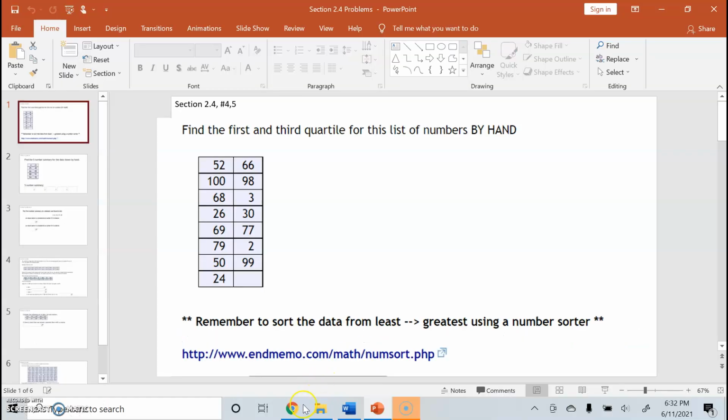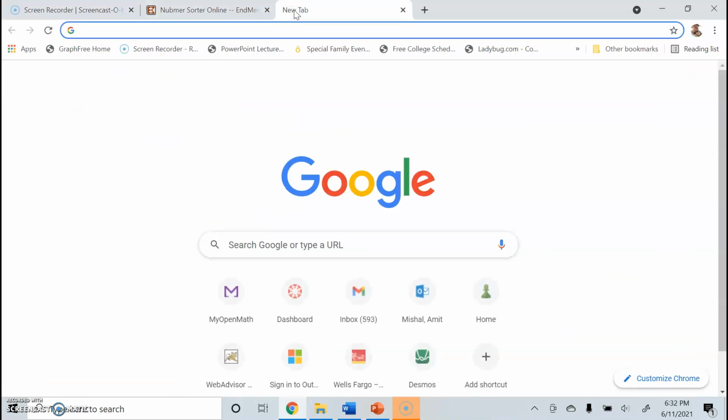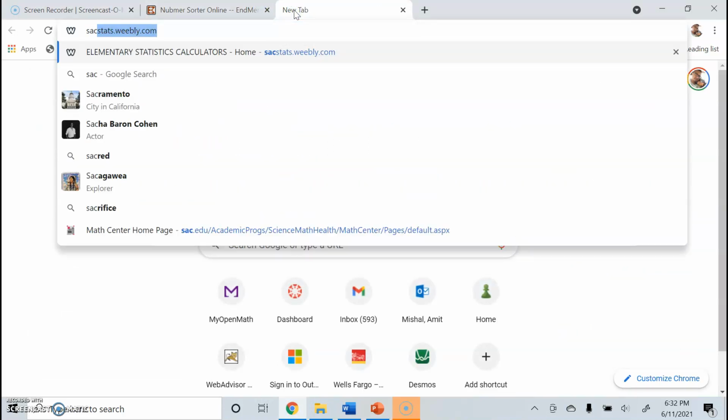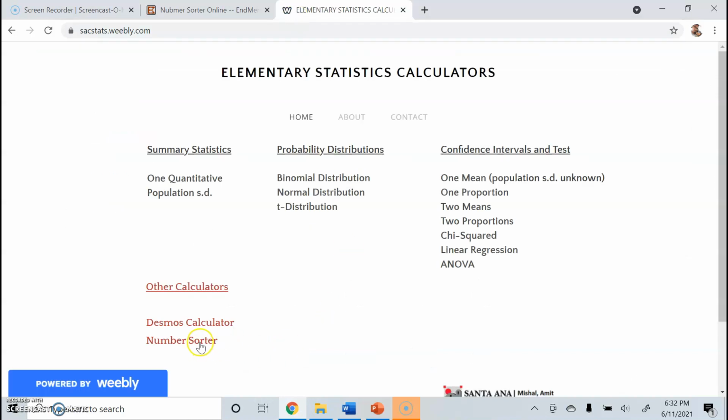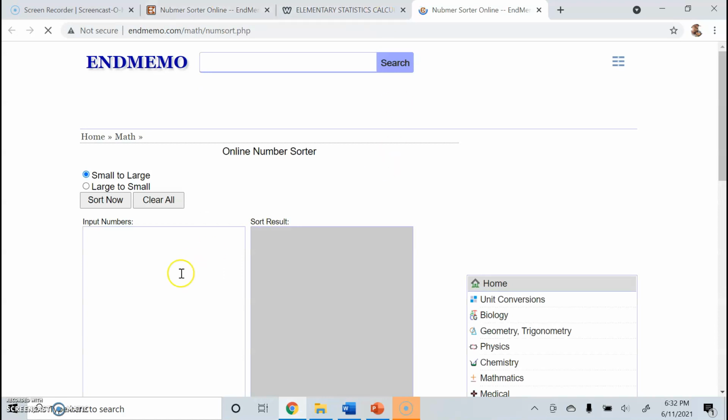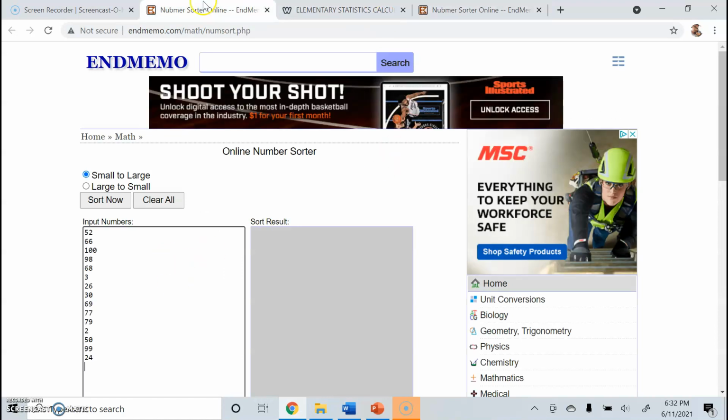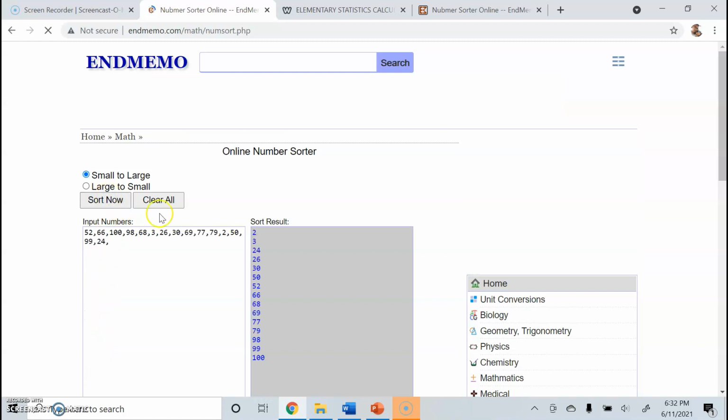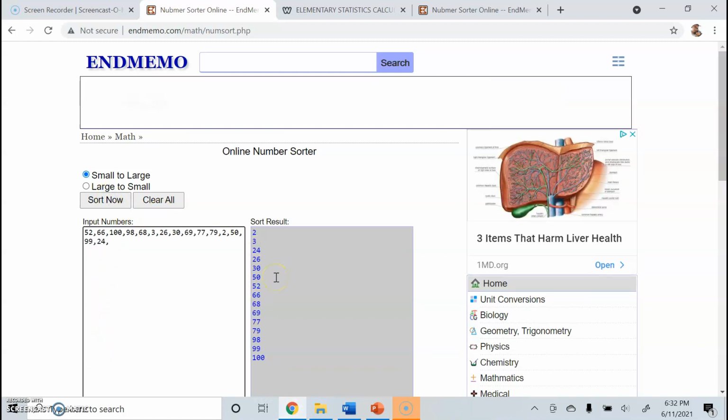You can also go to our calculators page at sacstats.weebly.com. And at the bottom here, you'll see a link called number sorter. Click on that. And you just have to copy and paste and go to sort now. I've already done that. So these are the values. I'm going to click on sort now, and now they're sorted from least to greatest.